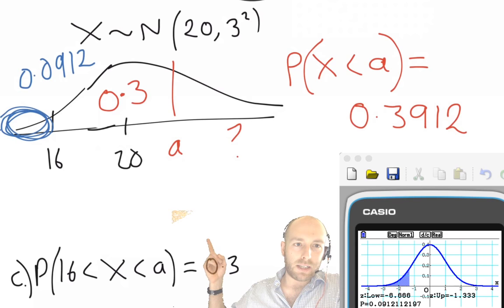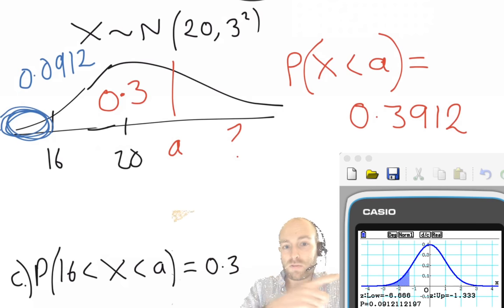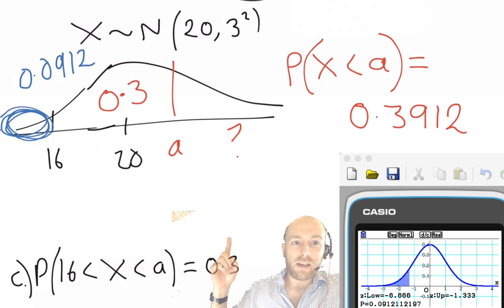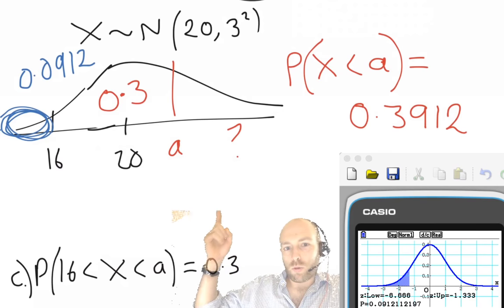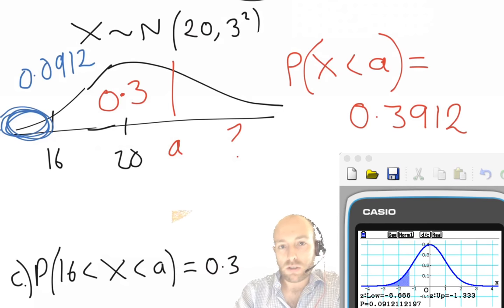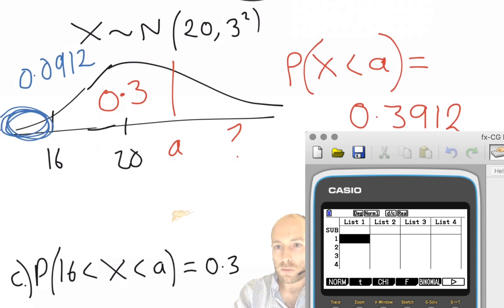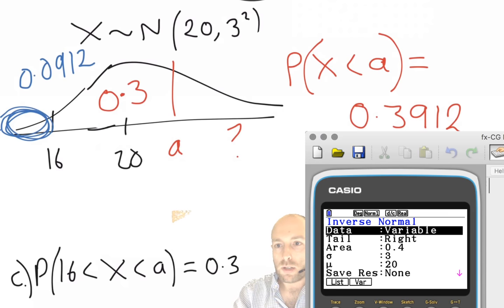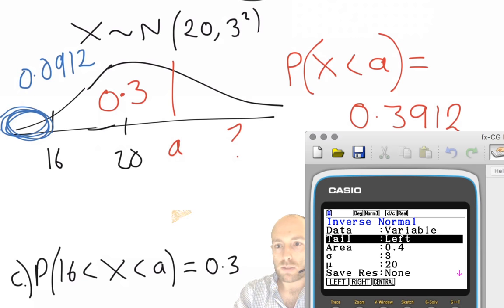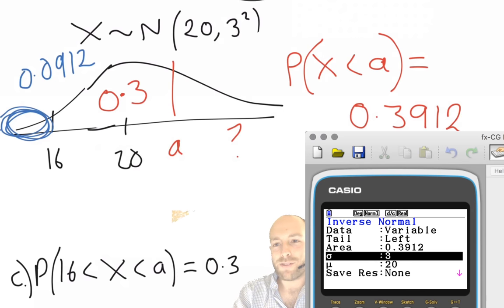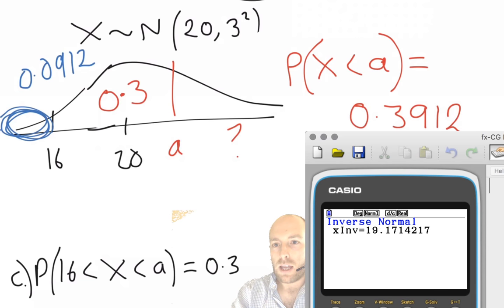Yeah, so I worked out the bit to the left of 16, because we know 16, we can use a standard normal function to find that. So we did that, worked it out, 0.0912. Then we're going to use that with the probability 0.3 to work out what A is with an inverse function. So we're going to go back into the calculator. This time we're looking at inverse normal because we know the probability. The tail is to the left, so you can do this straight away on a ClassWiz. Area 0.3912. Sigma is 3. Mu is 20. Calculate. And we should get 19.171.